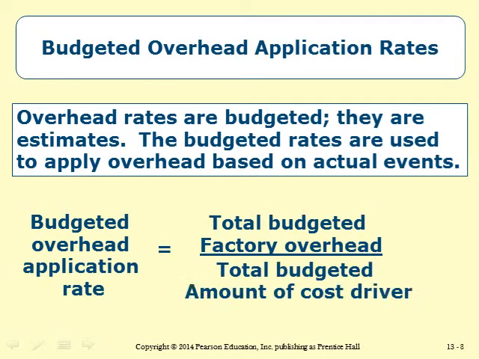Note that the overhead rates are budgeted; they are estimates. Accountants at Enriquez then use these budgeted rates to apply overhead based on actual events. Enriquez selected a single cost allocation base in each department: machine hours in machining, and direct labor costs in assembly, for applying overhead. As Enriquez works on a product, it applies the factory overhead to the product using a budgeted overhead rate computed as follows. Budgeted overhead application rate equals the total budgeted factory overhead divided by the total budgeted amount of cost driver. And this is an example that's walked through in the text.